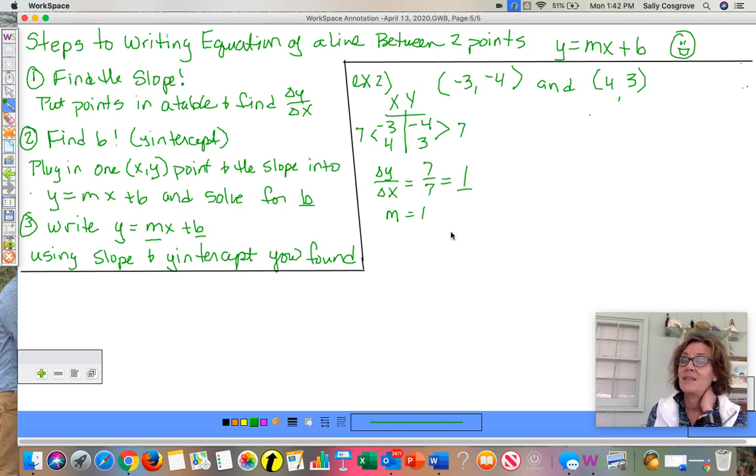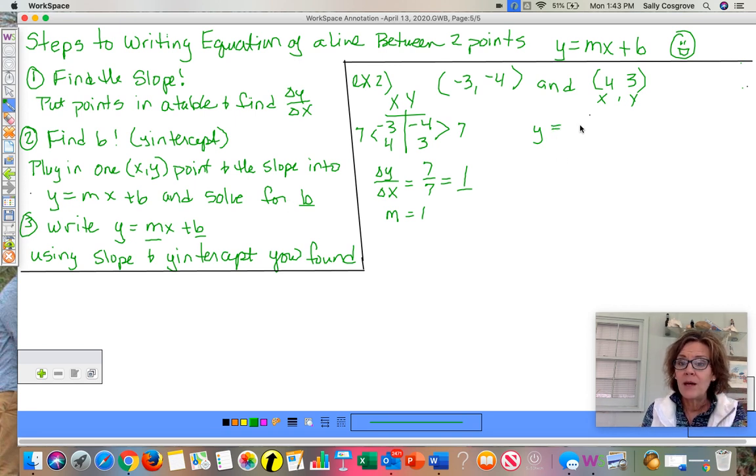Now we need to find the y-intercept. So to find the y-intercept, we take one of these points and this slope and plug them in. Now, I don't know about you, these are both negative. These are both positive. Both points are on the line, but let's think, which one might be less complicated to use? The positive ones. So let's use this. Now remember, this is the x and this is the y. You've got to put them in the correct spot. So we're now working on step 2, plug in one of the points and the slope into y equals mx plus b and solve for b.